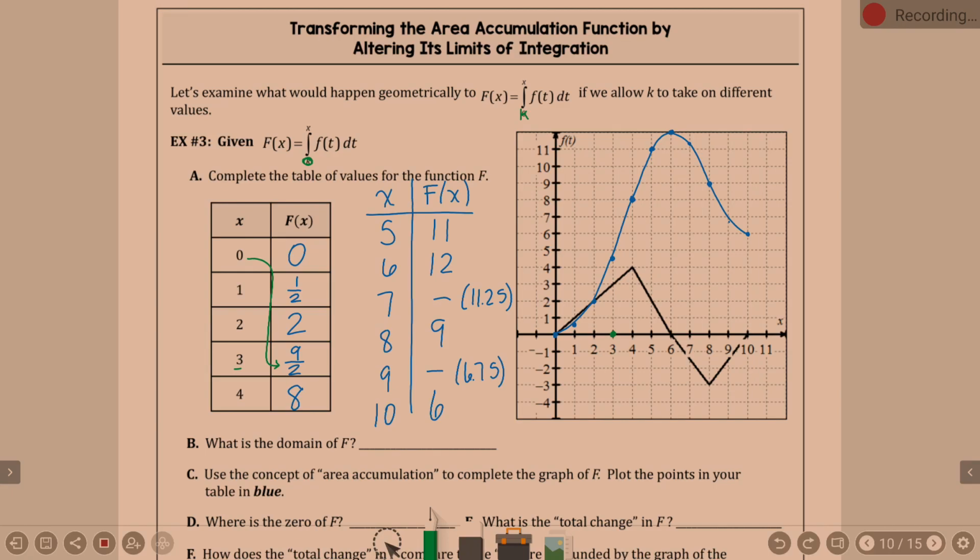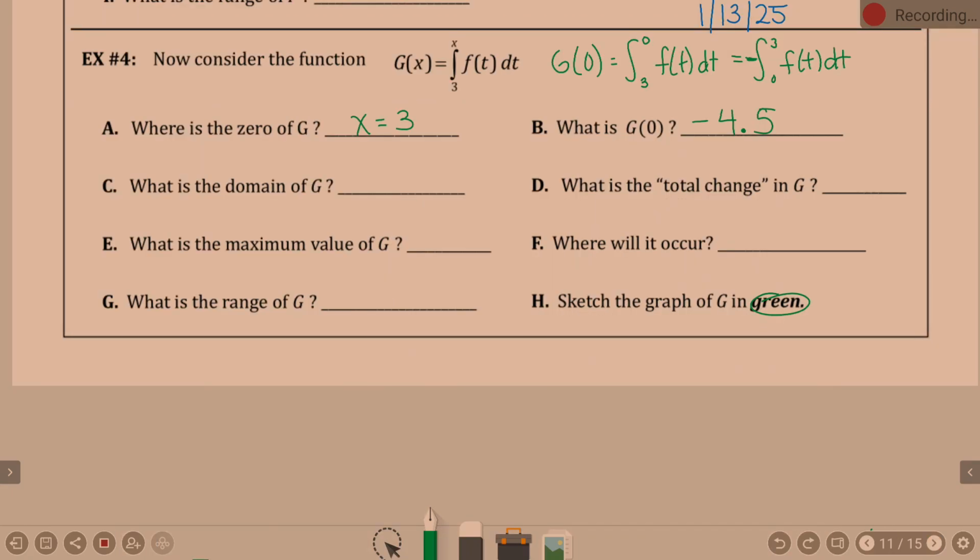So let's go through the rest of our questions. Domain of g. Is our domain going to change? No, we still have the same inputs, right? We still have the inputs of what to what? 0 to 10. So that's still the inputs of 0 less than or equal to x less than or equal to 10. Total change in g.